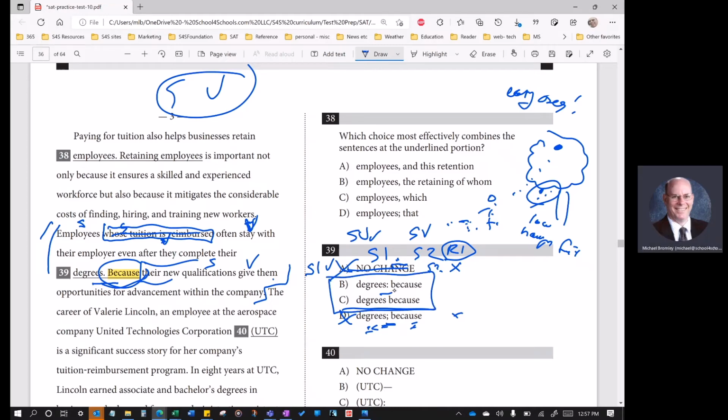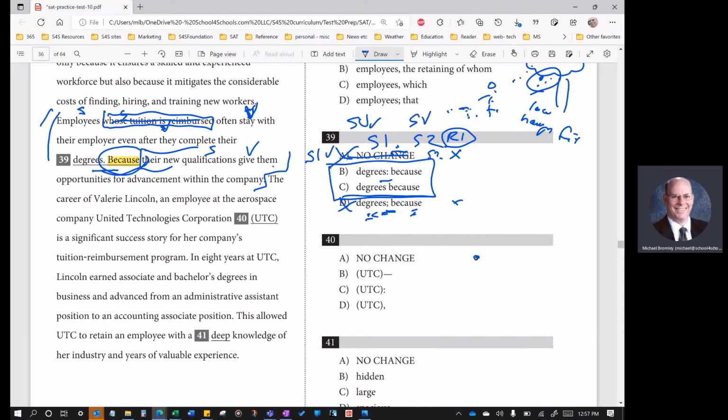Do I need a colon here or not? Now, just a word on colons. Colons must be preceded with an independent clause. So I have that here. That's cool. Okay, I can do that. So I can't eliminate. That's rule 2. Can I eliminate with the independent clause before the colon? No, I can't. So that's okay.